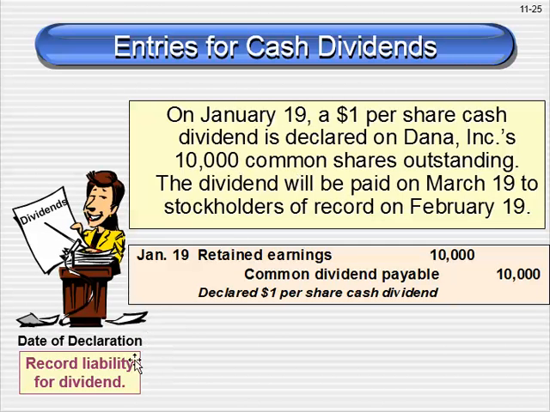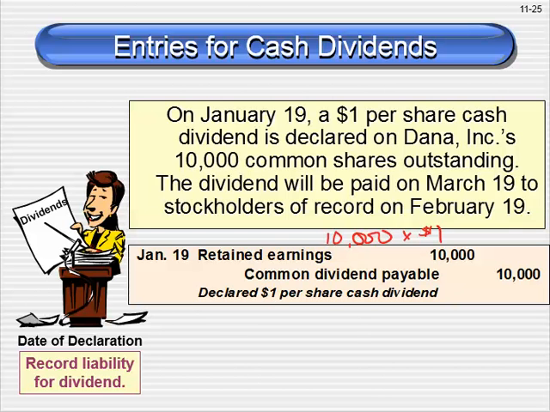So the first date we have, remember, was the date of declaration. So this says on January 19th, a $1 per share cash dividend is declared on Dana Inc.'s 10,000 common shares outstanding. The dividend will be paid on March 19th to stockholders of record on February 19th. So on the date of declaration, we debit retained earnings for $10,000, credit common dividend payable. And you can see that amount, that $10,000, is the 10,000 shares times the dividend amount per share, which was $1. So credit the common dividend payable.